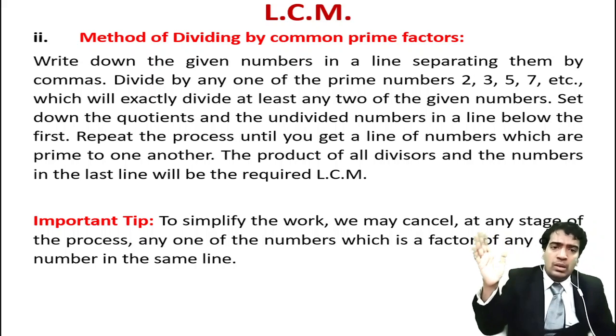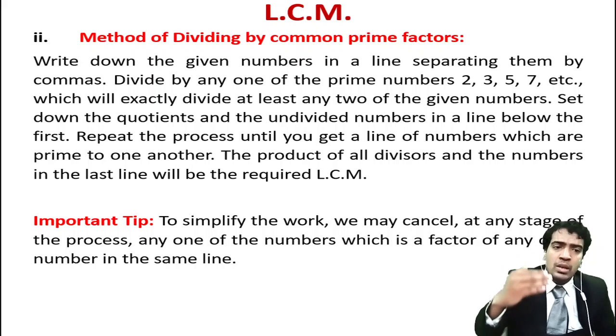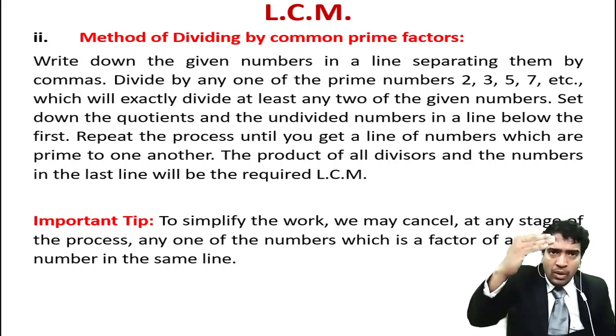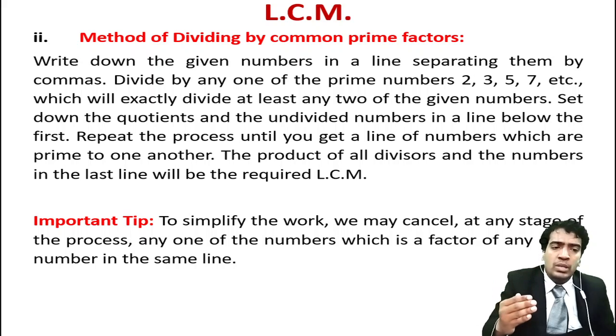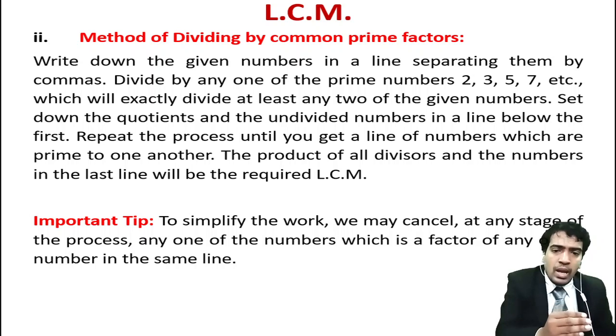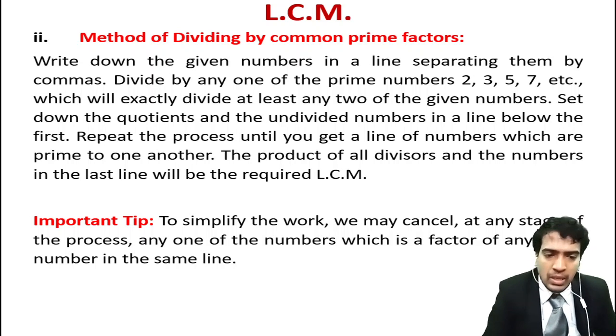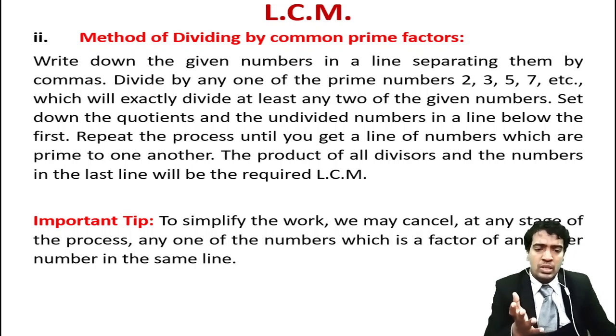So first of all, write down all the numbers in a line separated by commas, then try to divide them using prime numbers 2, 3, 5 and 7. Okay, and then all numbers which did not get divided, carry them forward below and repeat the process until you get a line of numbers which are prime to one another. Okay, the product of all the divisors and the numbers in the last line will be the required LCM. Now, in order to simplify your work, at any stage of the process, if any of the numbers is a factor of any other number in the same line, then you can strike them off. We will take an example.